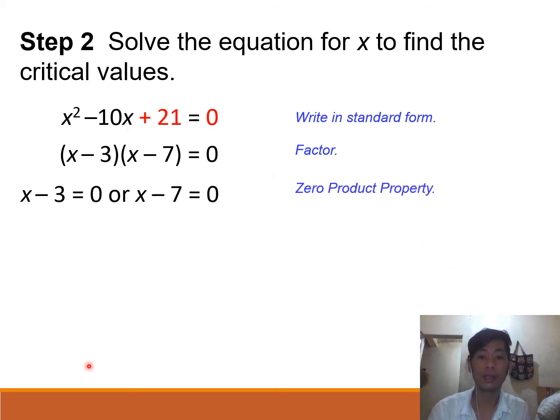Then we're going to use zero product property. So we're going to equate each factor to 0. So itong factor na ito equal lang sa 0. Itong factor na ito equal lamang po sa 0. Then, use addition property of equality or subtraction property of equality para makuha natin yung x. So in this case po, we add both sides of the equation by 3. So mag-add tayo ng 3 dito. Bakit po kaya?